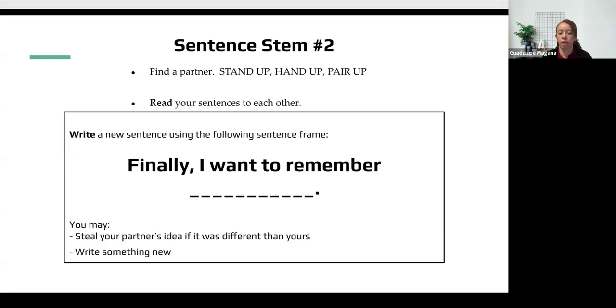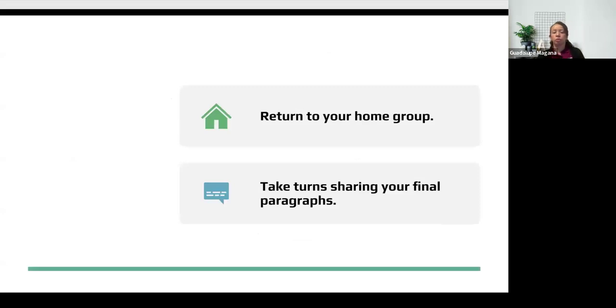And then they may steal the idea from the partner and then grab a new one, write something down, and then by the end of this, they should have a paragraph of 3 or 5 sentences, depending on how much you have put together. Then you have them return to their home group, so where they started.